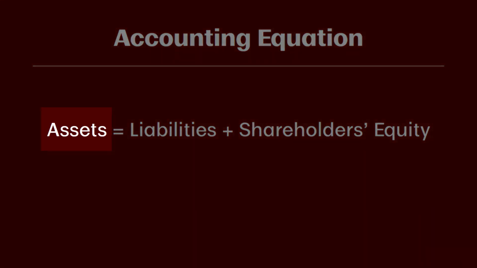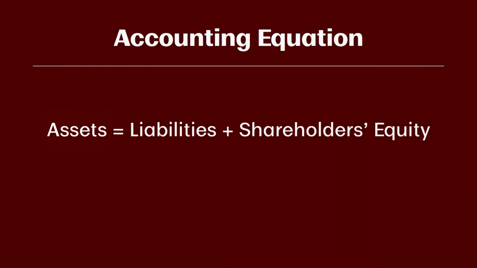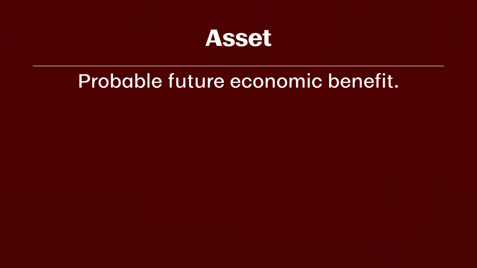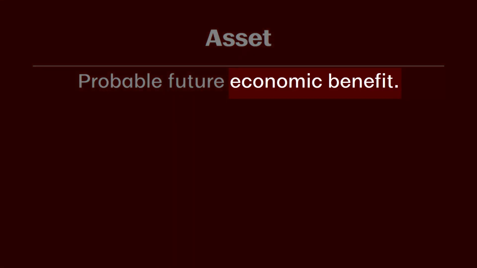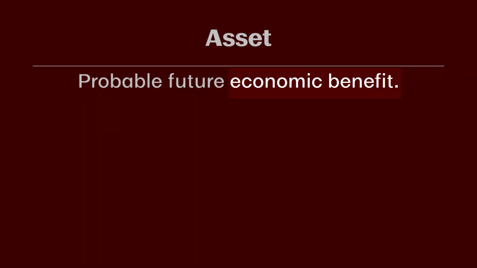Assets are typically thought of as a good thing for the company. The technical definition of an asset is a probable future economic benefit. Each word of this definition is important. Let's start at the end with economic benefit. That's why we think of an asset as a good thing, because it is something that can turn into an economic benefit for the company. We will investigate that more in this video.